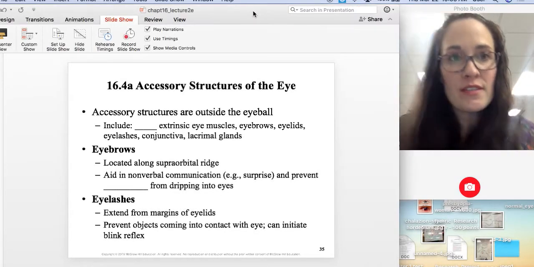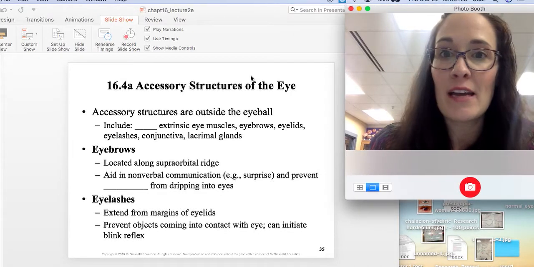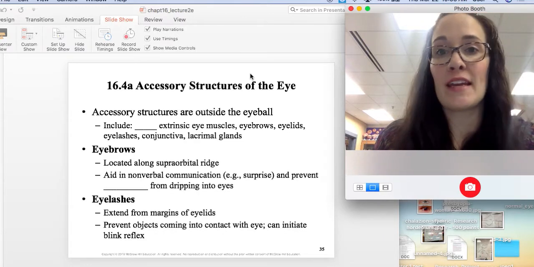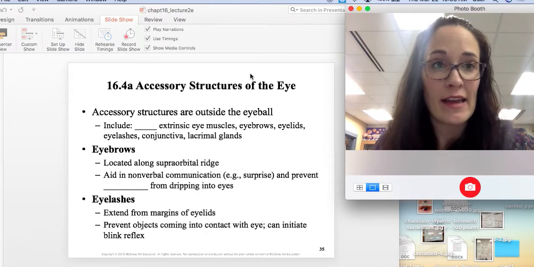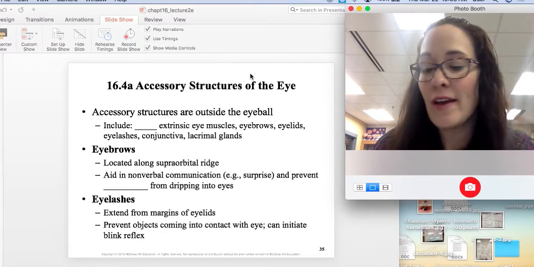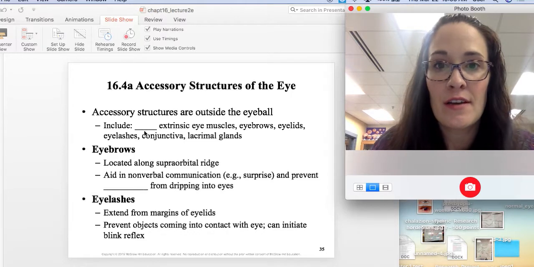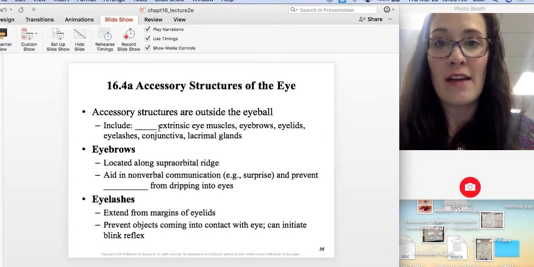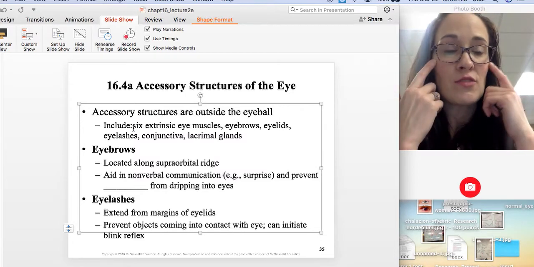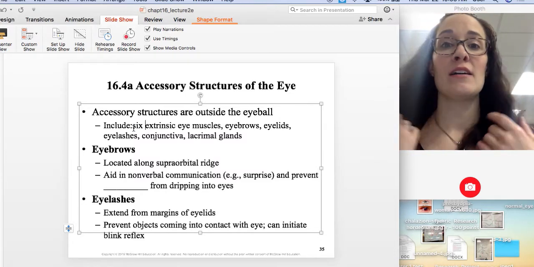All right, so this is chapter 16 for anatomy, and it's about the special senses. This video is going to talk about the anatomy of the eye, special sense vision. So the eye itself has accessory structures, things outside of the eye. These include 6 extrinsic eye muscles, so muscles that attach to the eye to move them.